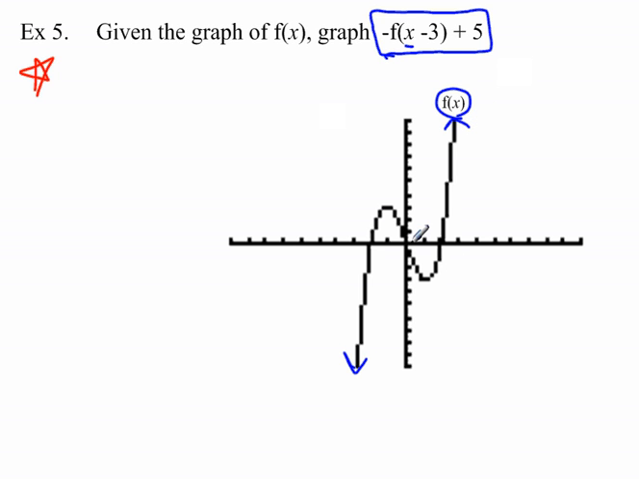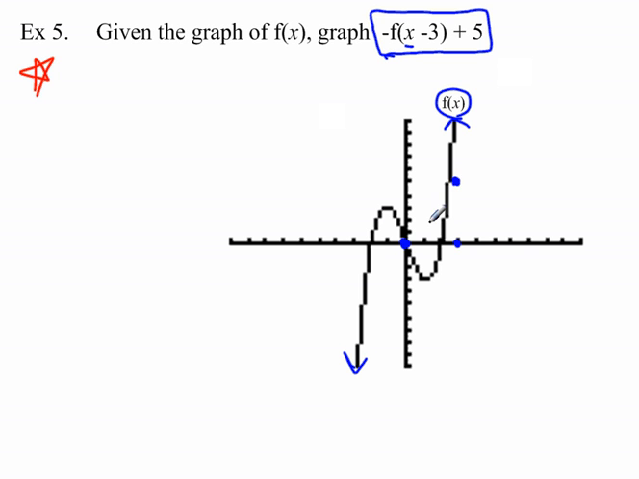So we need to pick a reference point. So I'm going to pick right here at the origin. There's our reference point. First, let's move that reference point 3 units to the right. Second, we know our graph's going to be flipped vertically. So instead of going up, down, up, it's going to come this way, down, up, down. Now, from this point, we know it's going to go up 5 units. So 1, 2, 3, 4, 5 units up. Here is our new reference point.